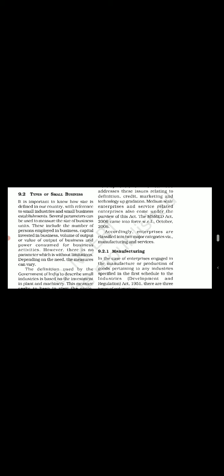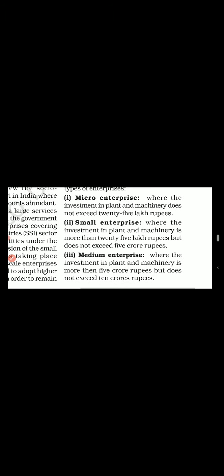now we are going to see how the enterprises are classified. Accordingly, enterprises are classified into two major categories, that is manufacturing and services. First of all, we are going to see manufacturing. In case of manufacturing, enterprises are engaged in the manufacture or production of goods pertaining to any industry specified in the first schedule of the Industries Development Act. There are three types of enterprise, and one by one we are going to see them: micro enterprise, small enterprise, and medium enterprise.